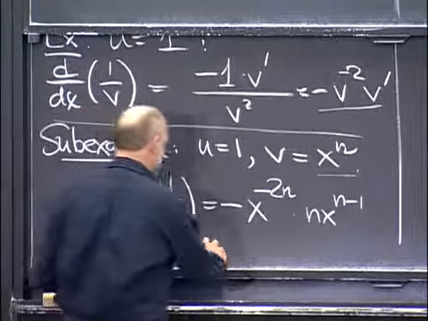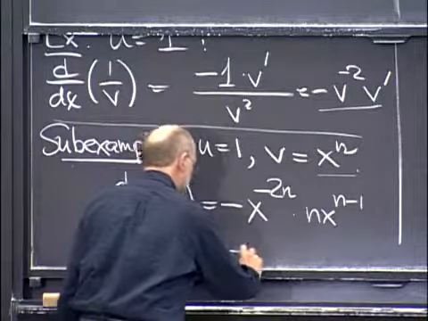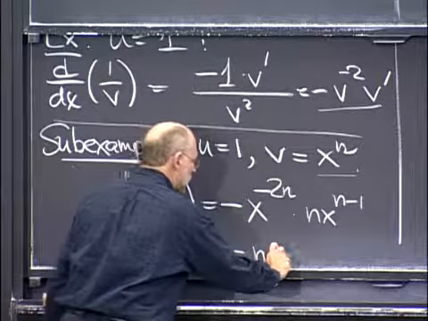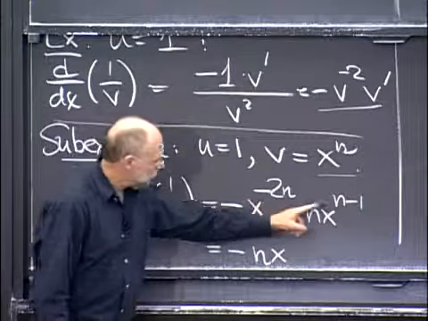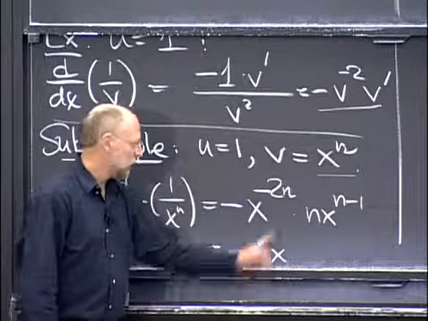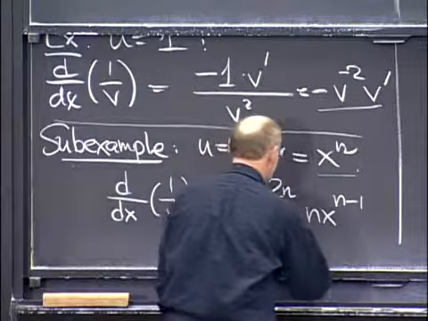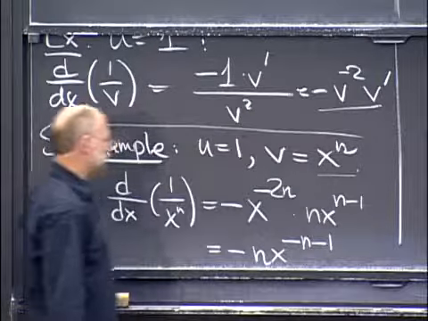Okay, so let's put these together. There's several powers of x here. I can put them together. I get n times x to the minus 2n plus n minus 1. One of these n's cancels, and what I'm left with is minus n minus 1.